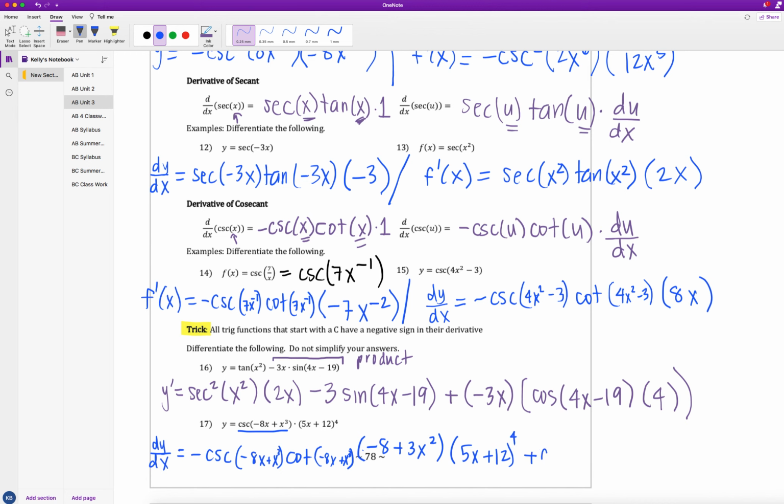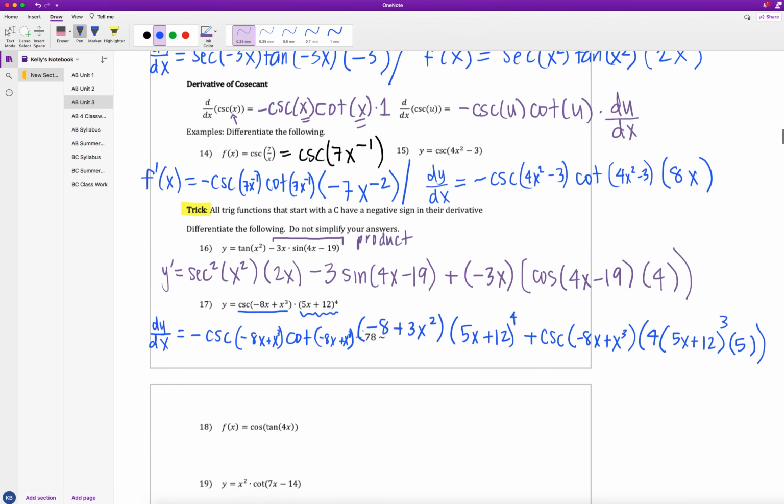Now plus keep the first function the same. So I'm going to rewrite the cosecant mess. Times, now the derivative of the second function will involve another chain rule. The fourth power is your outermost function, so the 4 comes down. Keep the 5x plus 12 the same to the third now, times the derivative of that inside function is going to be equal to 5. So lots going on in example 17 since I have a product of two functions, and those each involve a chain rule when I take their derivatives individually.